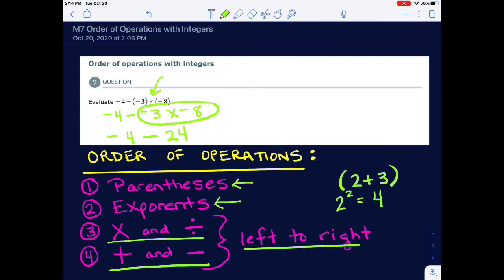In fact, if you've been listening to me, subtraction is just adding the opposite. So they are very much on the same level, and we're going to take care of them left to right, regardless of which one comes first, and regardless of how many there are, whether there's addition and subtraction, we're going to do them in order left to right. Okay, so -4 minus 24 is what we're doing now.